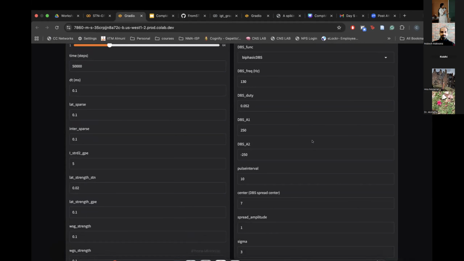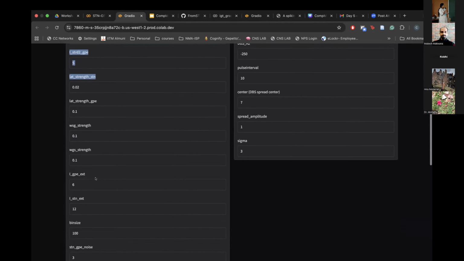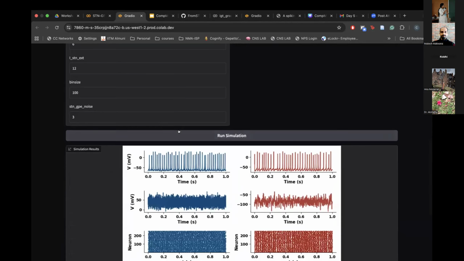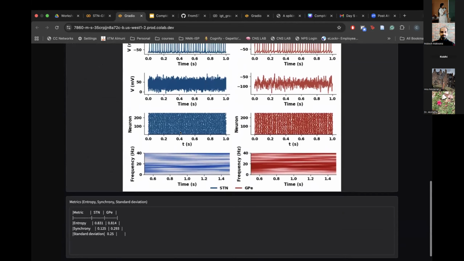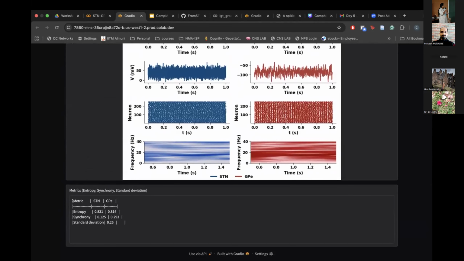Though we are not going to play around with all the parameters here, it will be a mess if we change all the parameters together at once. We'll only be changing these two parameters, that is STR D2 GPe and lateral strength STN. These are the only two parameters we will keep changing. Is that okay? And below that, there is a run simulation button. If you run it, it will take a minute or two to do a simulation, and it shows up plots like this, and prints some metrics here.